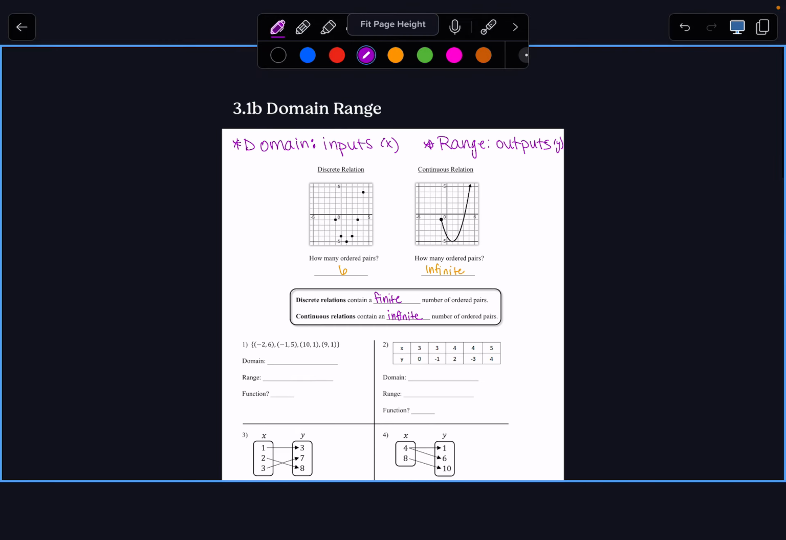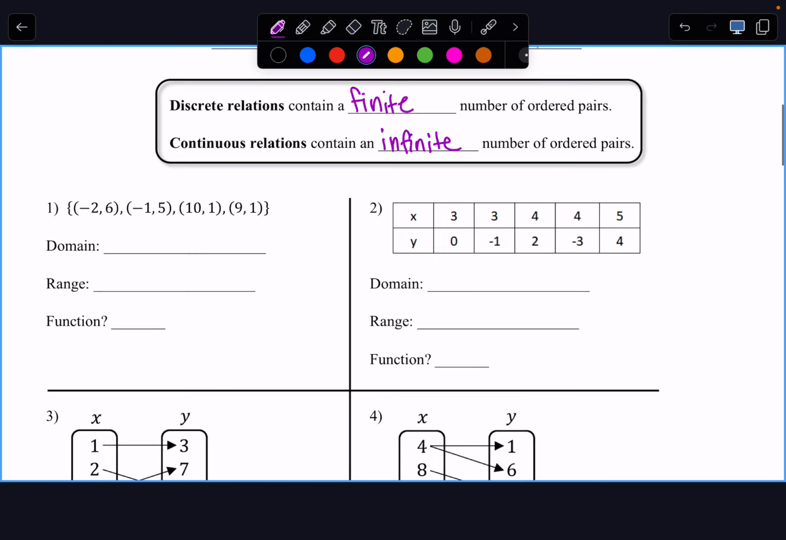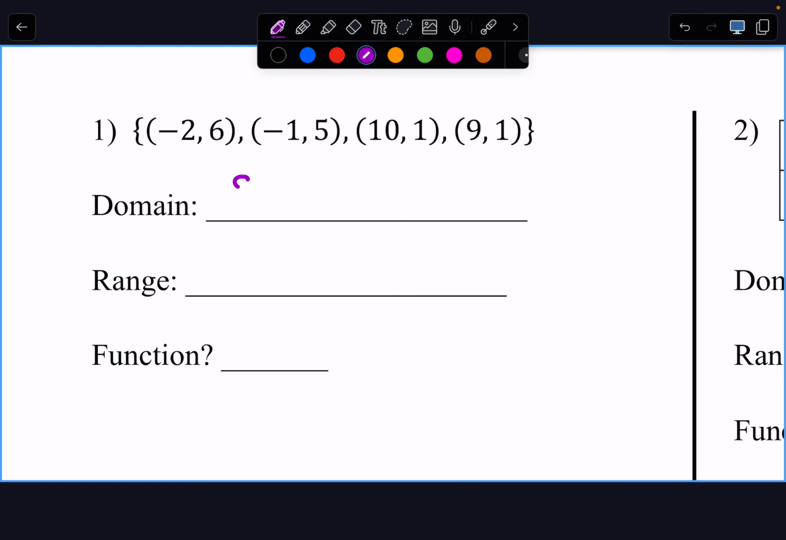Sorry, did we get that all? Okay. When we look at number 1 and I ask you, hey, what's the domain? Okay. When we have a discrete relation, it is really easy to pick out the domain and range because you're literally picking out those X coordinates for the domain, the Y coordinates for the range. Okay. So like, what are our X coordinates here for number 1? Okay, -2, -1, 10, and 9.